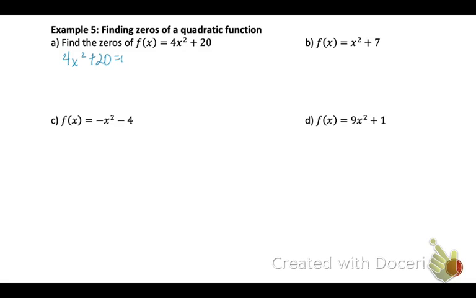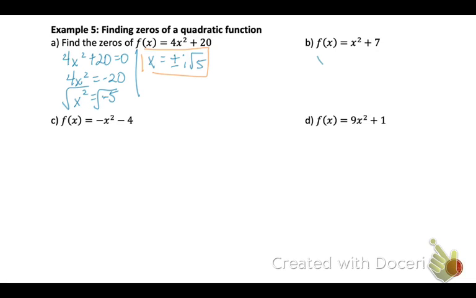So 4x squared plus 20 equals 0. Now let's isolate the x squared. So we'll subtract 20 and then divide by 4. So x squared equals negative 5. You know what's coming. We're going to have 2 imaginary solutions, plus or minus i times the square root of 5. With b, we'll do the same thing.